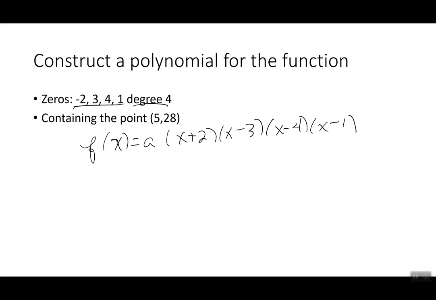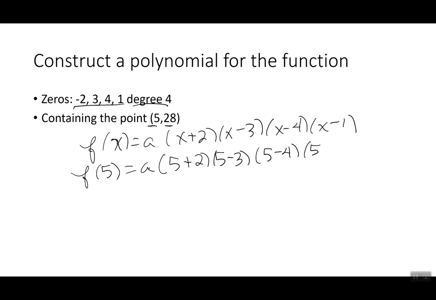Now this time I didn't give you the y-intercept. Instead I said if you plug in 5, you're going to get 28. So I told you a particular point on the function. So a, I have 5 plus 2, I have 5 minus 3, I have 5 minus 4, and then I have 5 minus 1, and that's supposed to be 28.